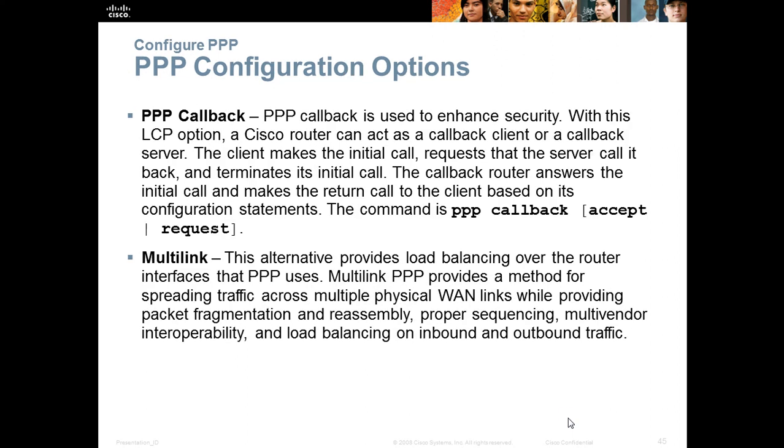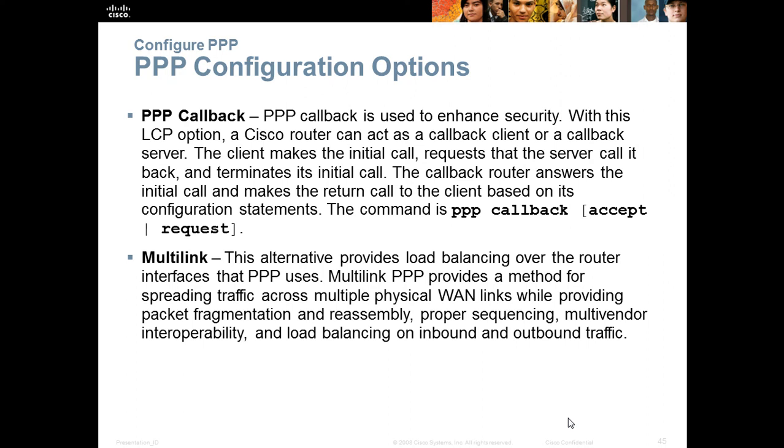PPP callback. PPP callback is used to enhance security. With this LCP option, a Cisco router can act as a callback client or a callback server. The client makes the initial call, requests that the server call it back, and terminates its initial call. The callback router answers the initial call and makes the return call to the client based on its configuration statement. The command is ppp callback, and then we have two arguments, accept and request.